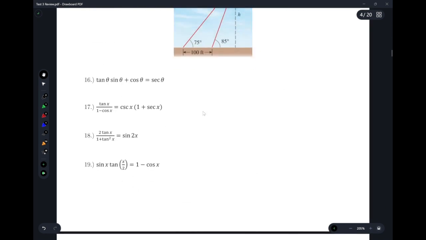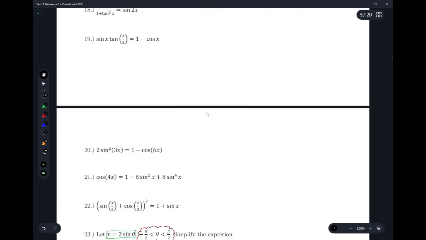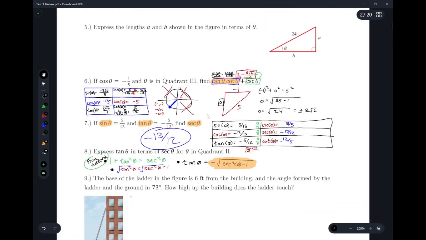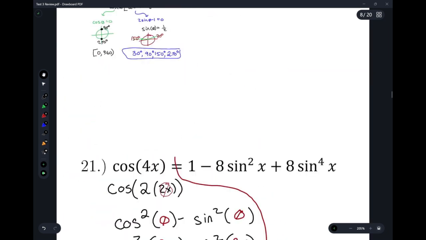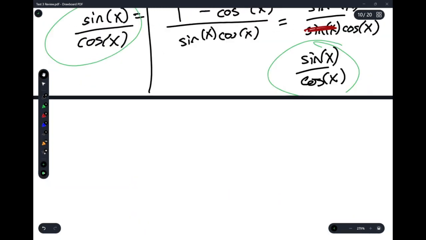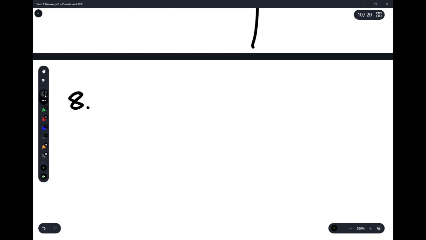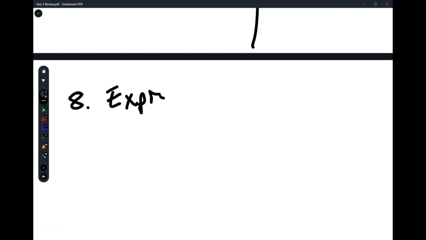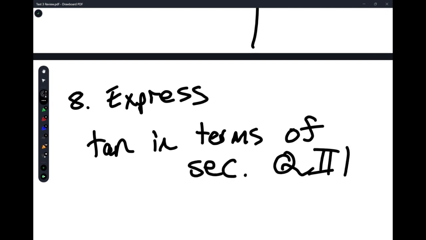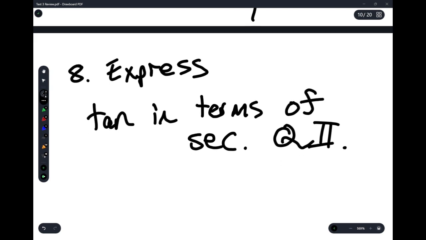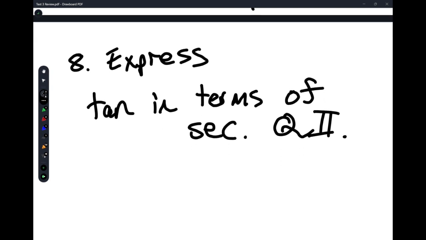I think it's easy, but can you go to question 8? Question 8's not too easy. Express tangent in terms of what? I'm going to have you read it since I already did it for the other class, and I don't want to erase it. We'll just do it twice. So question number 8 says, express what? Tangent of an angle in terms of secant of an angle for an angle in quadrant 2. So express tangent in terms of secant, quadrant 2.